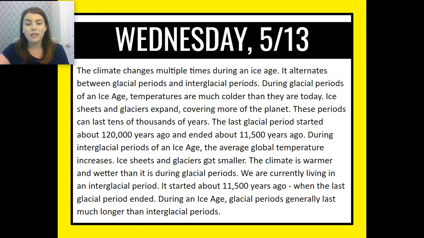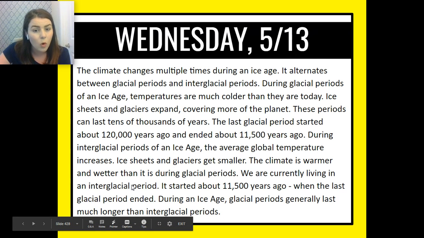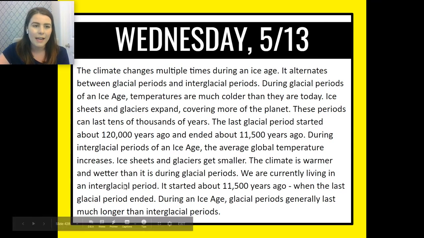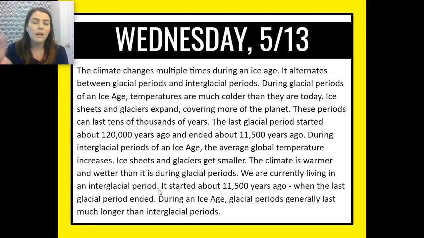Ice sheets and glaciers get smaller. That makes sense. If it's hotter, the ice is going to melt, which means it'll get smaller. Okay, the climate is warmer and wetter than it is during glacial periods. We are currently living in an interglacial period. Got it. Interglacial right now, so it's warmer, and the ice caps, glaciers, and ice sheets are all melting. It started about 11,500 years ago when the last glacial period ended.